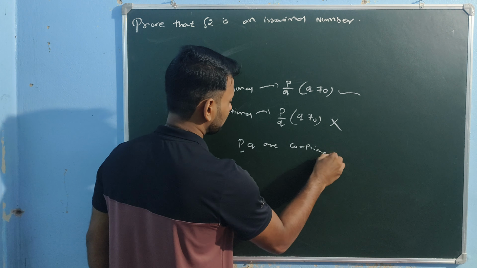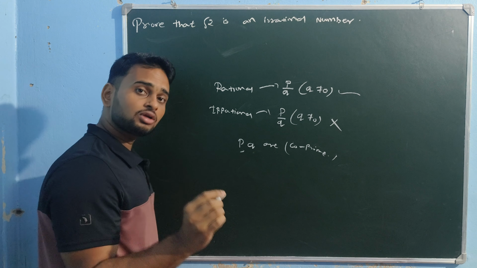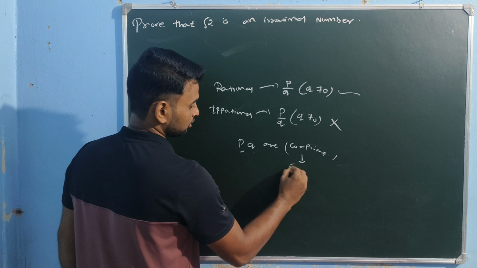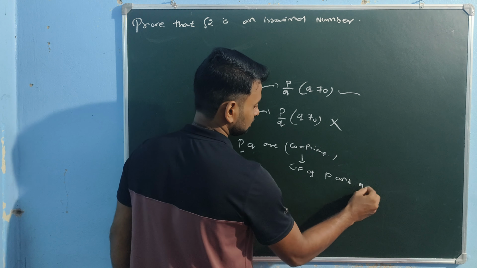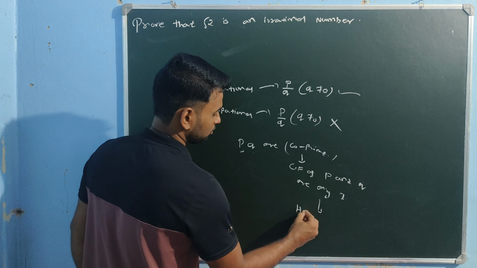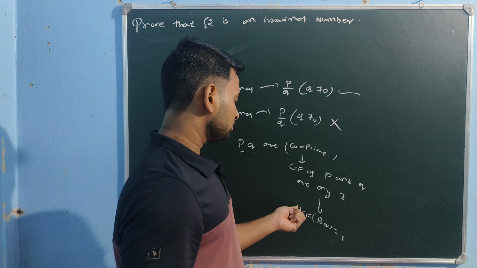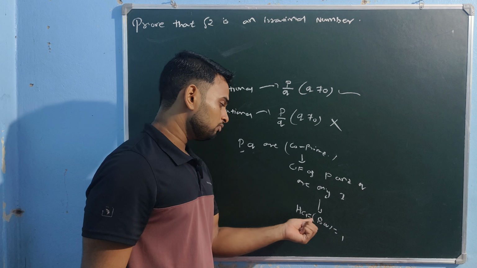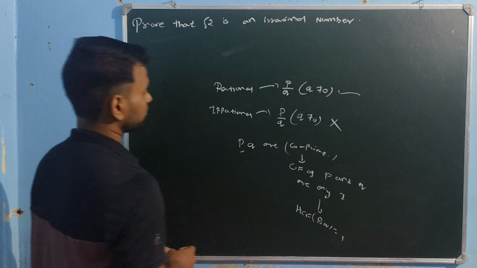So what is the meaning of co-prime? Co-prime means p and q have only one common factor, that is 1. That means the HCF of p and q is equal to 1. We say two numbers are co-prime when the HCF of p and q is equal to 1, that means the common factor of p and q is only 1.